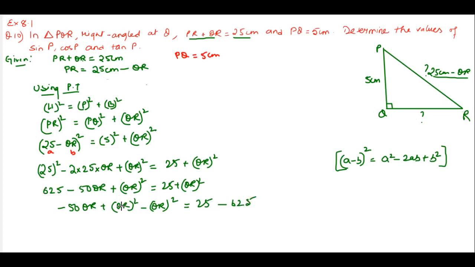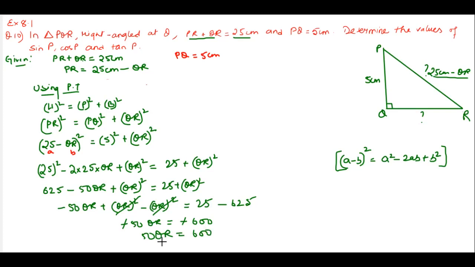So now if we solve these two, plus QR square and minus QR square, it will become what? 0. This will become 0 because if we subtract the same thing, it becomes 0. So we are left with minus 50 QR is equal to 25 minus 625, which will be minus 600. Why minus? Because 625 is greater. Now you can cancel this minus and minus, and then you have what? 50 QR is equal to 600.